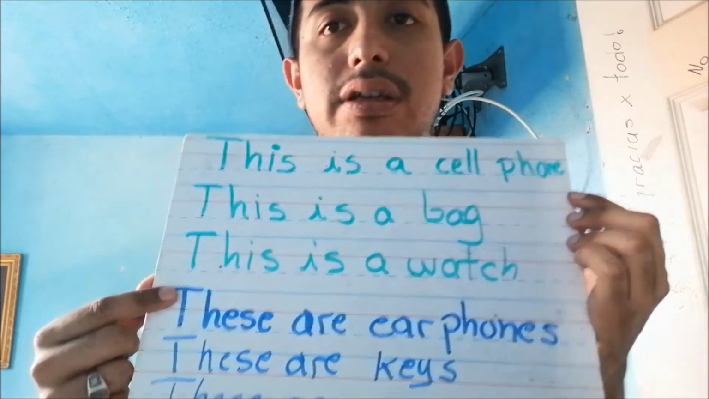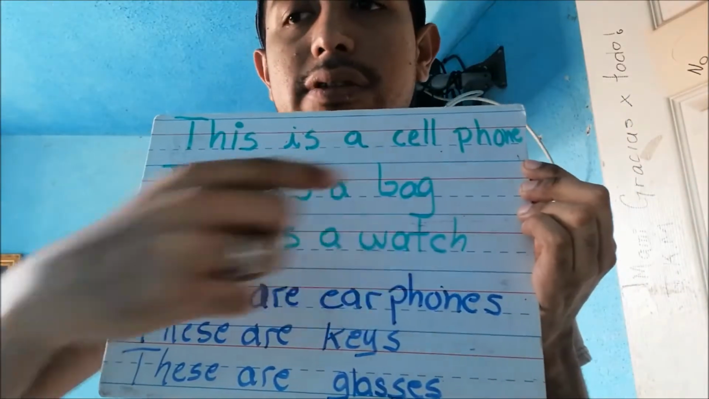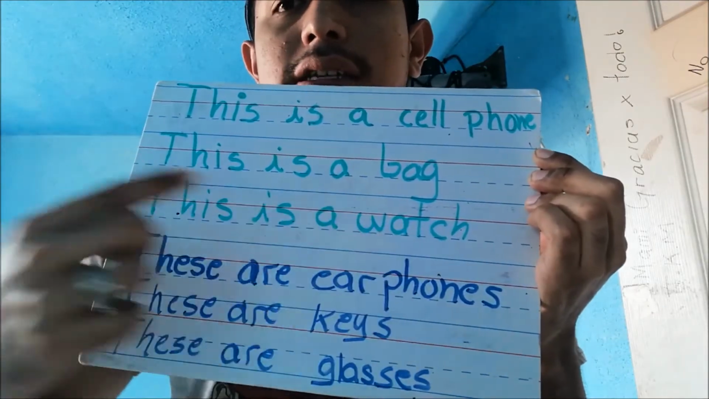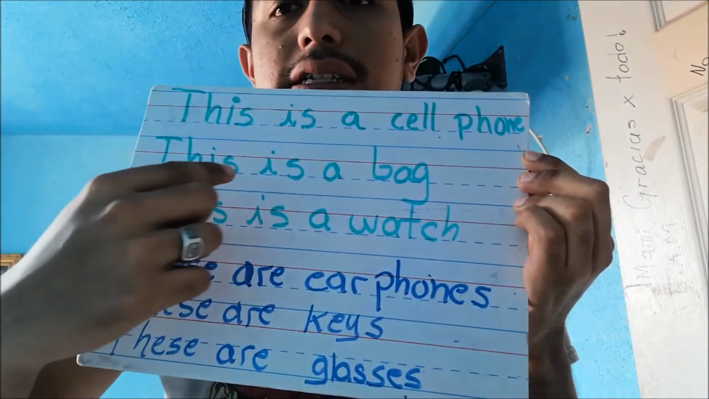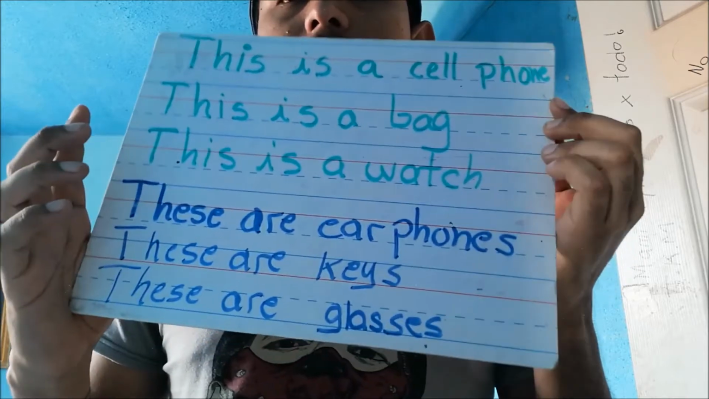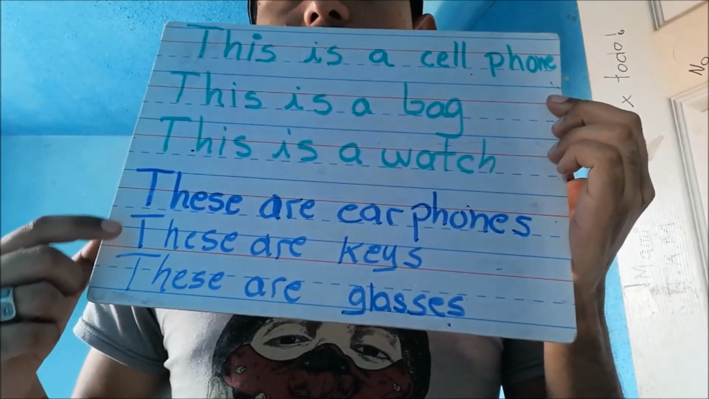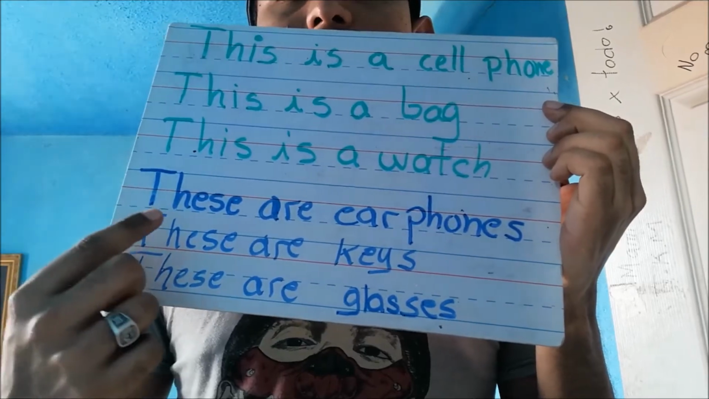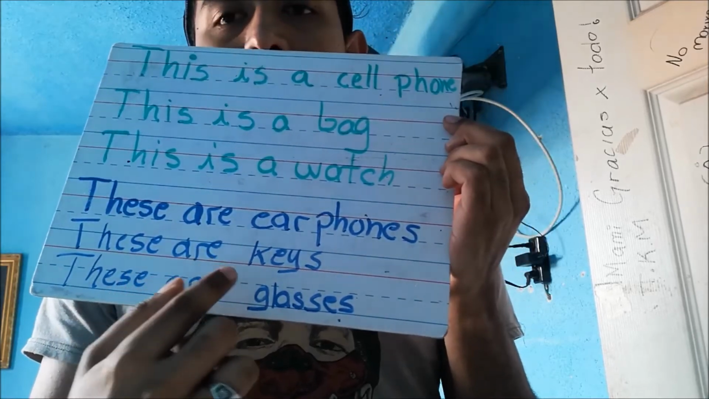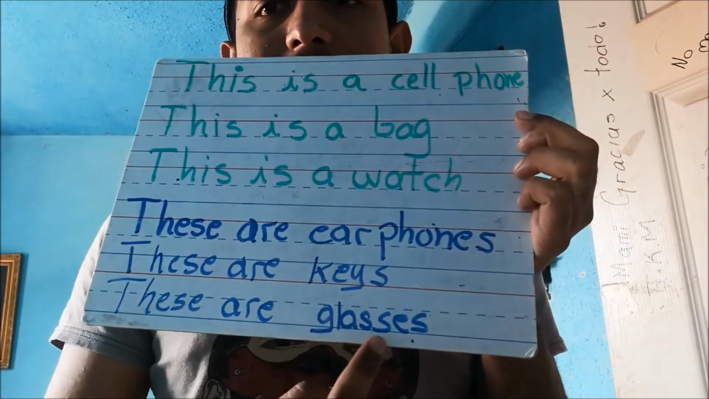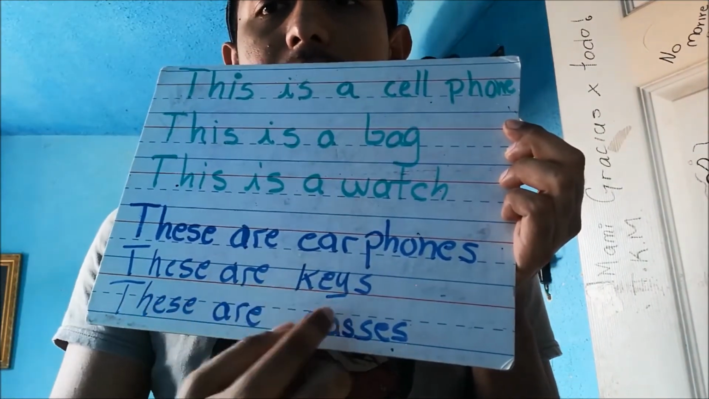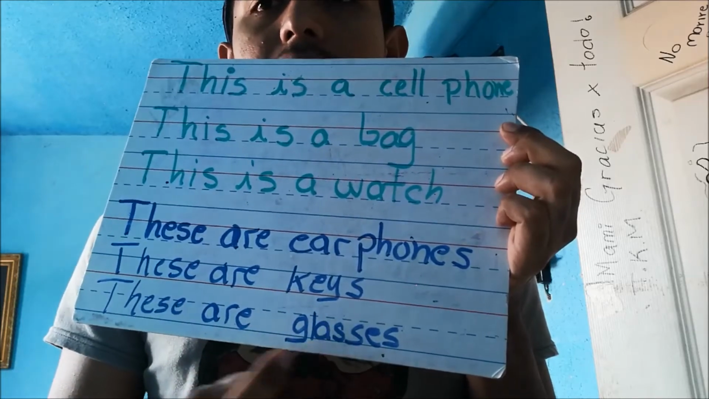Por ejemplo, this is a cell phone. This is a bag. This is a watch. Este es un teléfono. Este es una mochila o bolsa. Este es un reloj. ¿Ok? Este this se utiliza para cosas en plural como these are earphones, these are keys, these are glasses, ¿ok? Estos son audífonos, estos son llaves, estos son lentes, ¿ok?